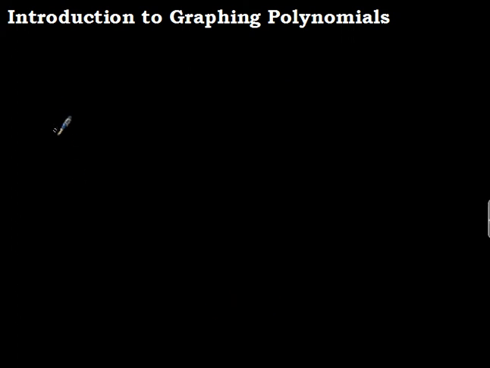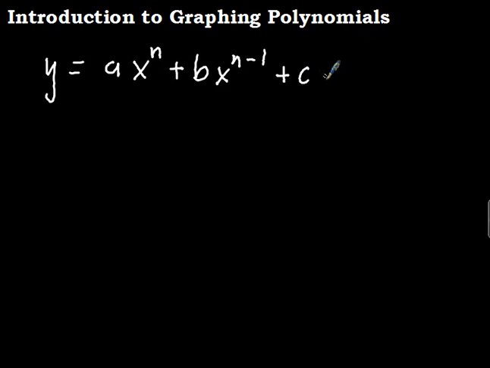Hey y'all, what we're going to do now is I'm going to give you an introduction on graphing polynomials. A polynomial is a function that looks like this. Y equals some constant times x to the n plus some constant times x to the n minus 1. What we're doing is we're reducing the power of the x by 1, plus another constant times x to the n minus 2, because again we decrease the power by 1 again. We continue doing this until we're just left with some constant. Now I'm going to put plus z because z is the end of the alphabet.